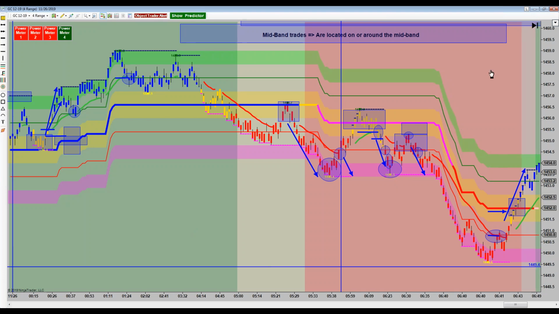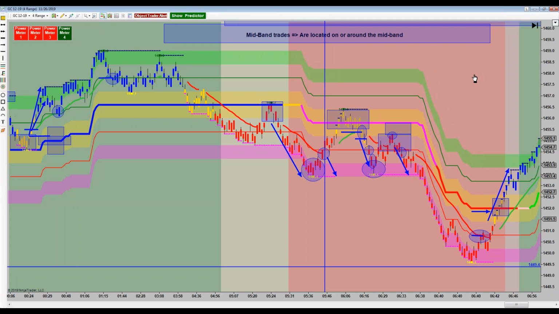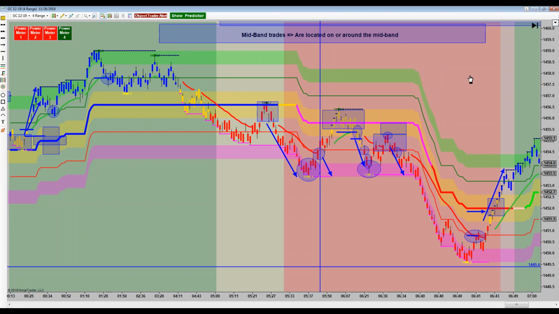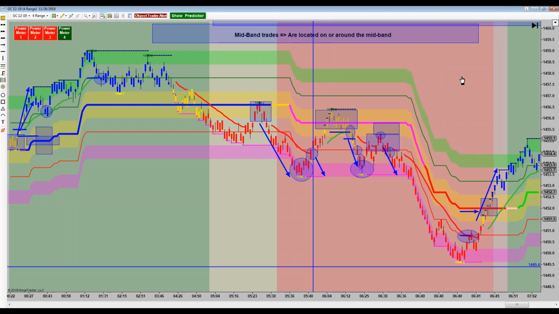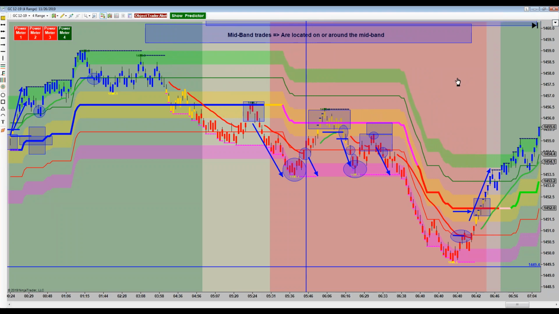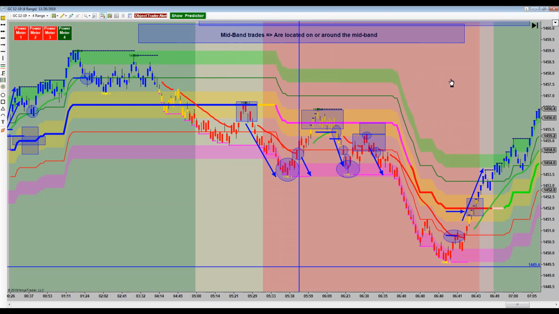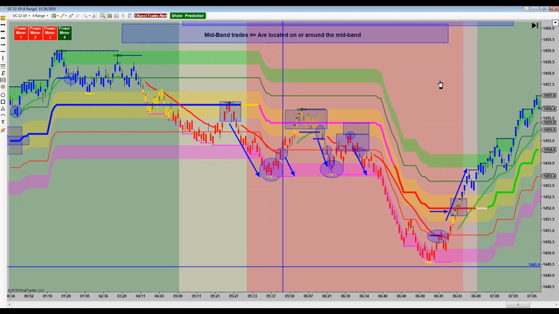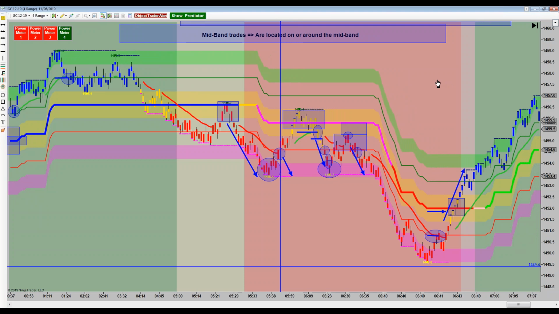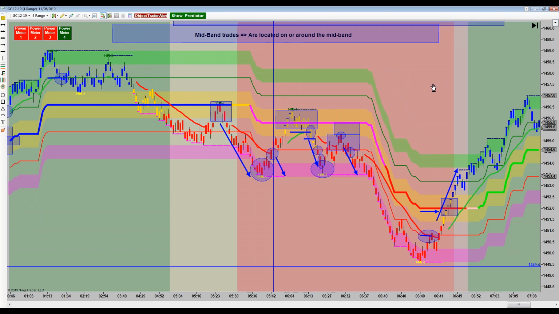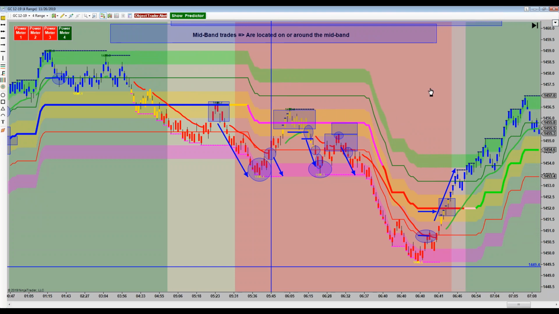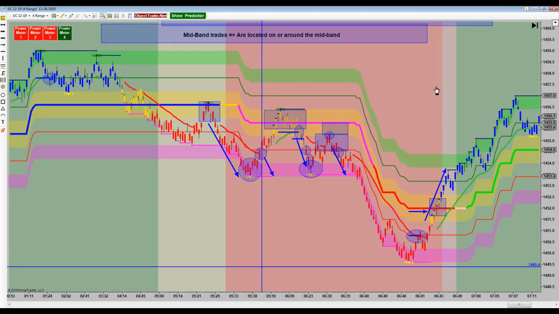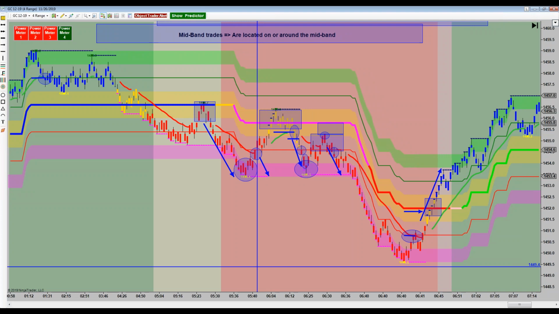Starting at 649. Okay, advancing the chart. 656, looking for longs. 702. 705. 706. Recreating gold in real time, looking for long trade entries. 708. 712.